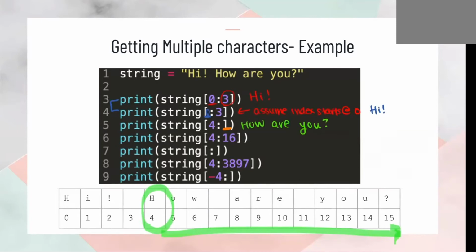What if I have 4 colon 16? What do you guys think is going to happen here? So remember that the second number is it goes up to, but not including this number. So for the 16, it'll go up to 16, but not including 16. So it should also print out the same exact thing. So how are you will print out here.